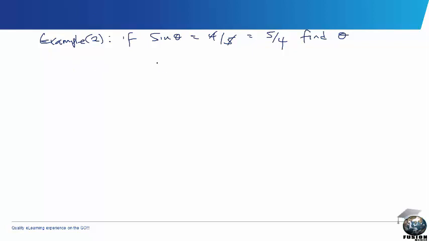You can start by fixing a triangle. Maybe you denote this point as theta. We don't know what it is. I will know that sine theta is defined as opposite over hypotenuse.